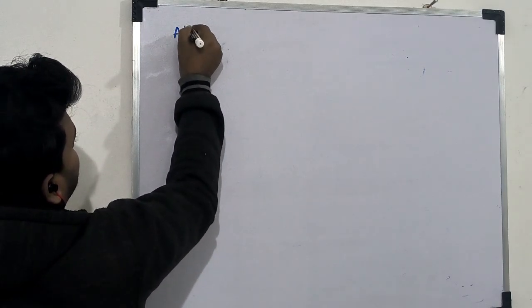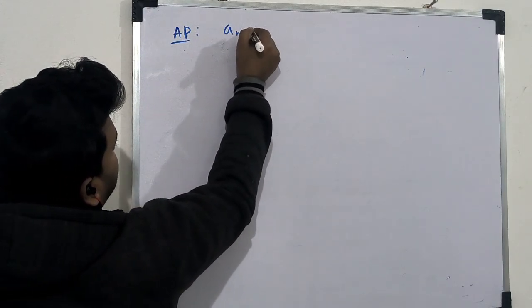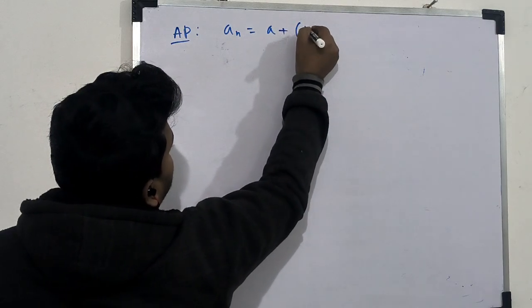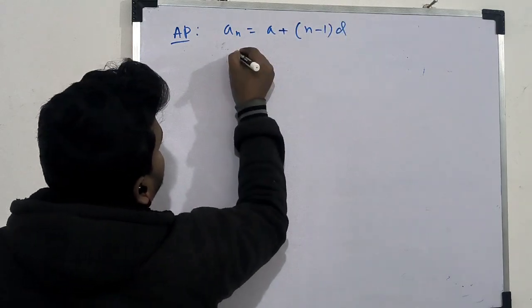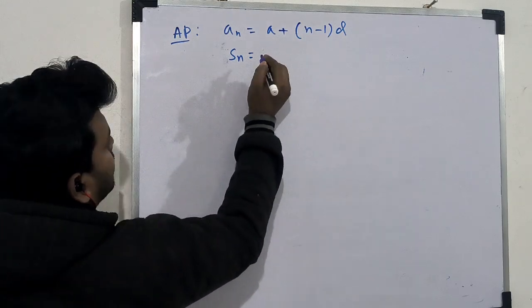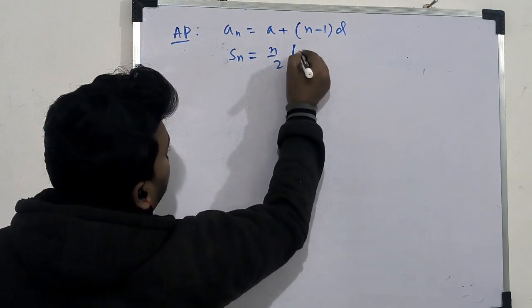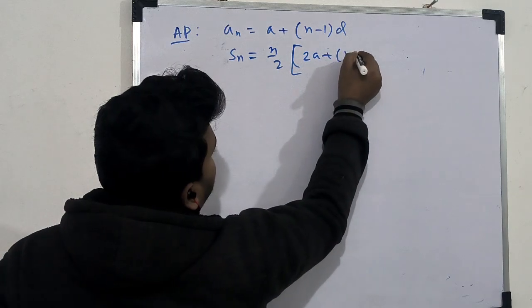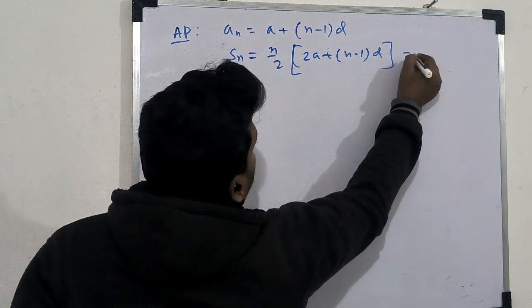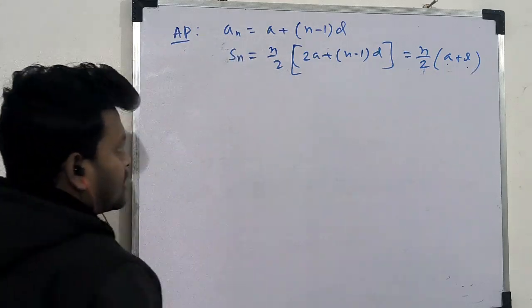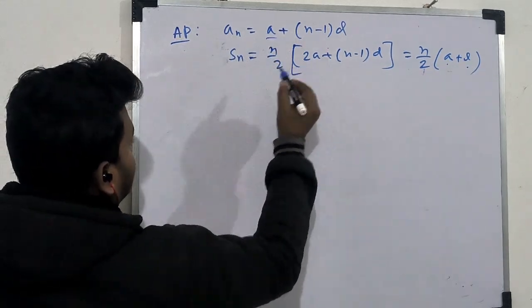So in AP, the nth term is a plus n minus 1 into d. Sn, that is the sum of n terms, is equal to n by 2 into 2a plus n minus 1 into d, or n by 2 into a plus l, where a is the first term and l is the last term.